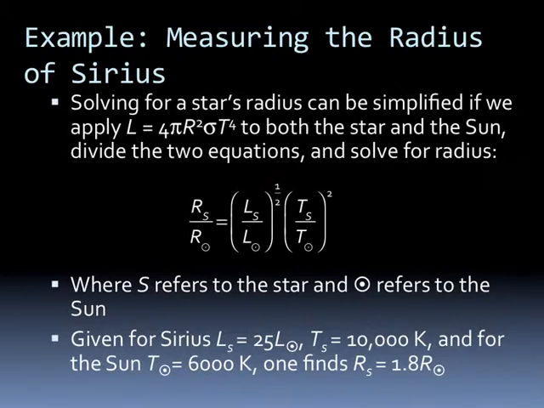So, for Sirius, we know that its luminosity is 25 times the Sun's. It's 25 times more energy output than our Sun. Its temperature is 10,000 K and the Sun was 6,000 K. And therefore you put that together and we find that the radius of Sirius is 1.8 times the radius of the Sun.